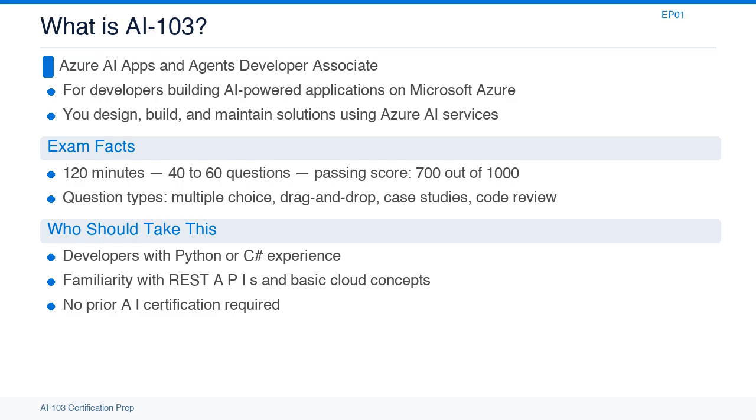The questions include multiple choice, drag and drop, case studies, and code review scenarios. The target candidate is someone who writes Python or C# code, understands REST APIs, and has worked with cloud infrastructure at least at a conceptual level. If you have built anything on Azure AI, even a simple chatbot, you already have a head start. Coming up next, let us look at exactly what topics the exam covers and how heavily each is weighted.